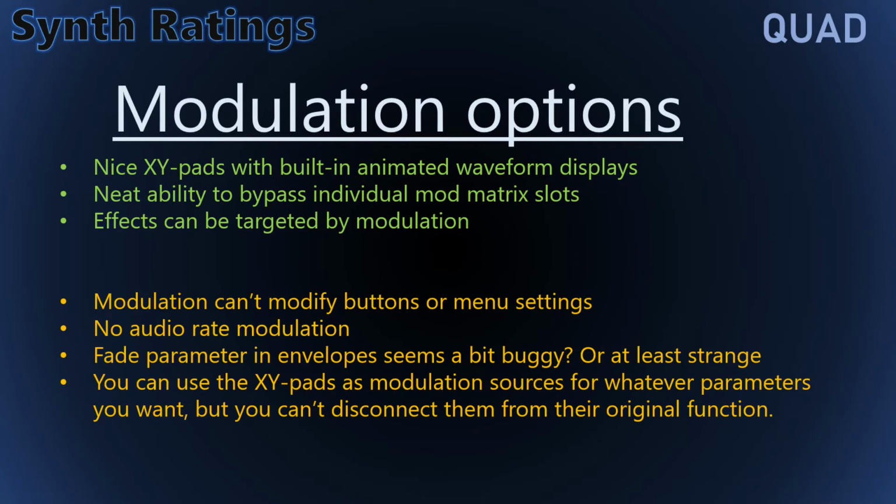There are some negatives, however, as well. Modulations can't modify buttons or menu settings like changing waveforms or filter types. There is no audio rate modulation here, which means you cannot set up, say, an oscillator to modulate your filter frequency, creating filter FM effects. And as I showed you, the fade parameter in the envelopes seems a little bit broken to me. Not saying that it's not useful at all, but perhaps it could be better implemented. Fourth and final point here, you can use the XY pads as modulation sources, but you cannot disconnect them from their original function as controllers for the phase distortion and wave shaper. As a whole, the modulation section is a little bit better than average, and it's a score of 6.